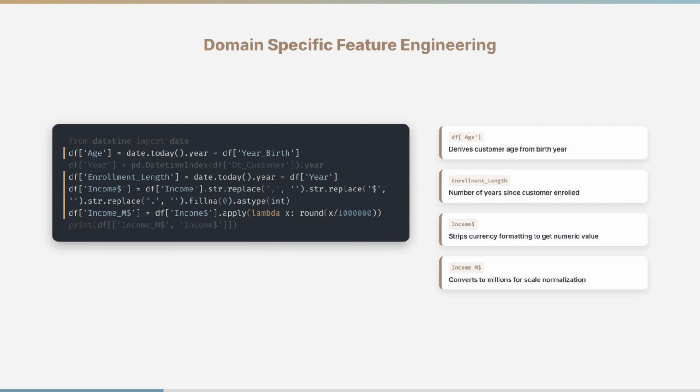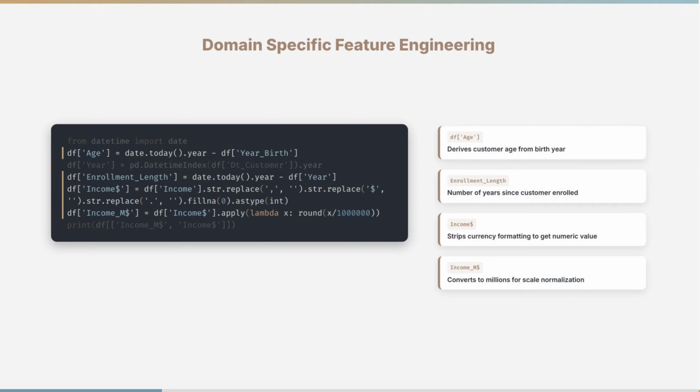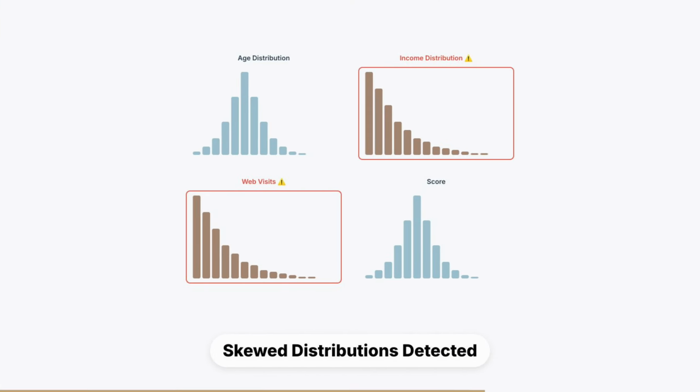Next, we clean the income column. We remove currency symbols and commas, fill missing values with 0, convert the string to an integer, and then scale it down to millions of dollars as a new feature, income_m$, which makes the distribution easier to visualize. Once we've engineered these basic features, we plot simple histograms for each numeric column.